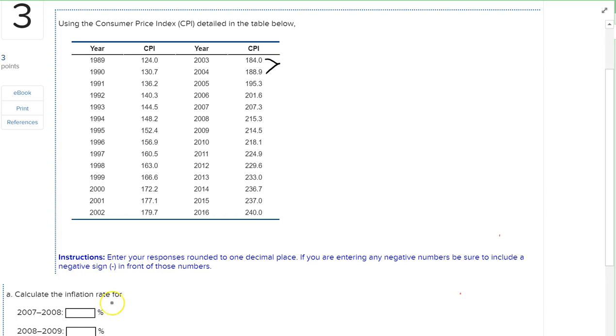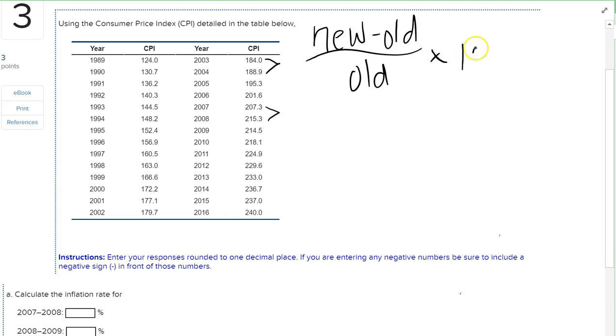But here, to do the inflation rate calculation, you're just going to calculate the rate of change from one CPI value to the next. So from 2007 to 2008, for example, here's what we would do. The rate of inflation calculation is a really simple one. We use it a lot. It's new minus old over old. And we multiply the result by 100 or move the decimal over 2 places to get the percent change or rate of change. So to calculate the inflation from 2007 to 2008, we would set it up like this.